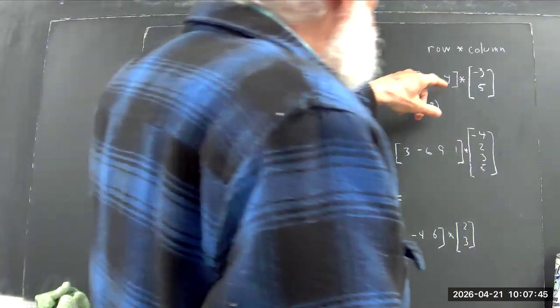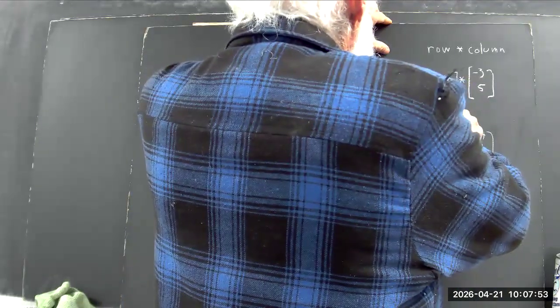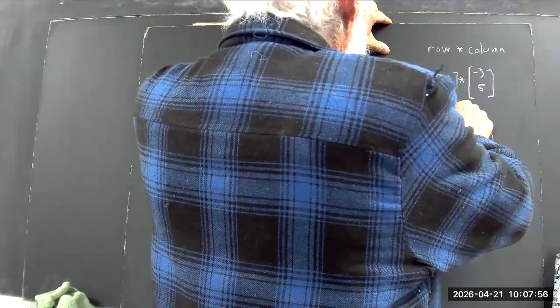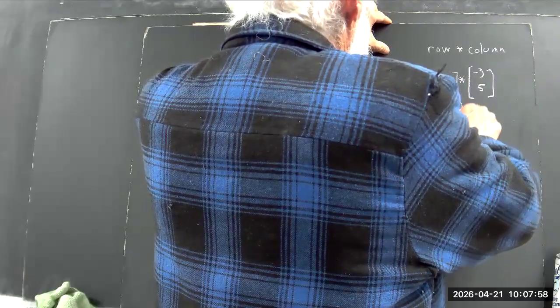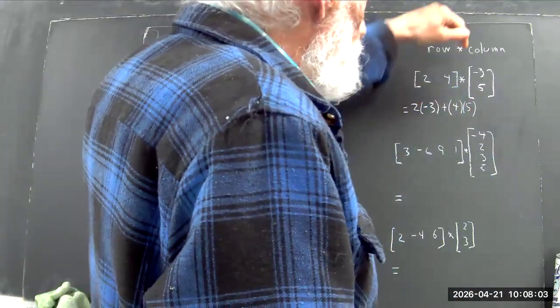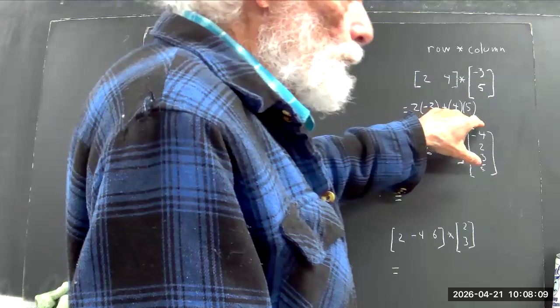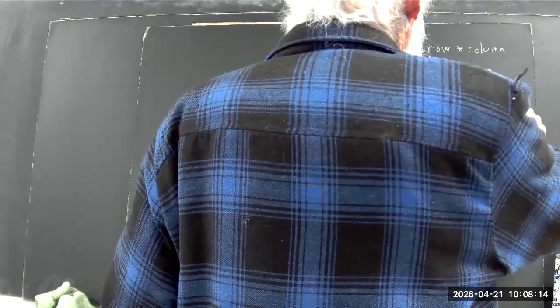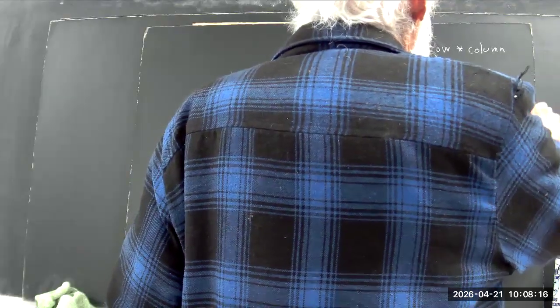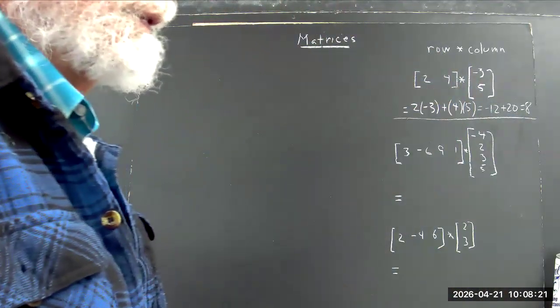And then you do the second number in the row times the second number in the column. That's 4 times 5. And you add that to the result you got from the first multiplication. So the row 2, 4 multiplied by the column -3, 5 is simply 2 times -3 plus 4 times 5. You do the arithmetic, you get -12 plus 20 equals 8.